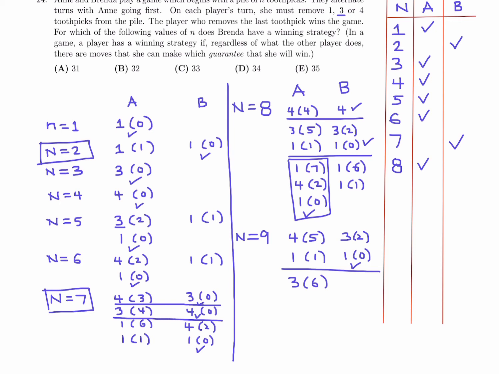6 left. Brenda says, okay, no problem. I'll remove 4. 2 left. Ann can only now remove 1. 1 left. And Brenda removes that last one to leave 0, and she wins. All right, only one strategy left, right? And that is to only remove 1. So Ann removes 1. There's 8 left. Correct?